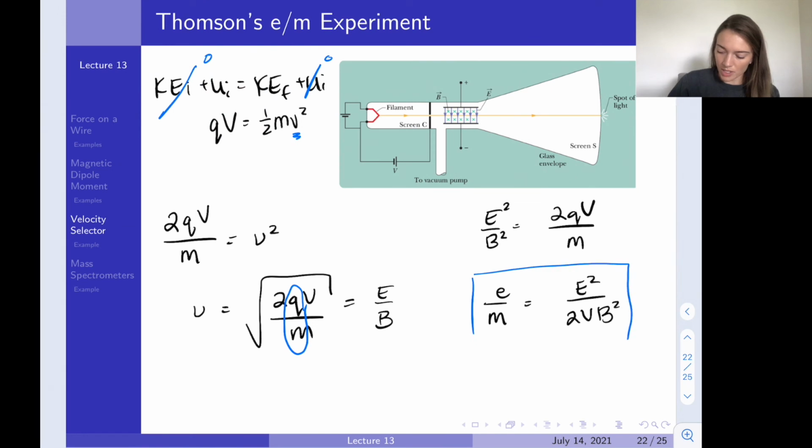Okay, so this is how J.J. Thomson was able to measure the charge to mass ratio of an electron. And since every time he did this experiment, he kept getting the exact same charge to mass ratio, he was able to show that the electron was its own particle with a constant ratio of its charge to mass, since obviously neither of those things are going to change. So this is how we proved that the electron was its own particle.